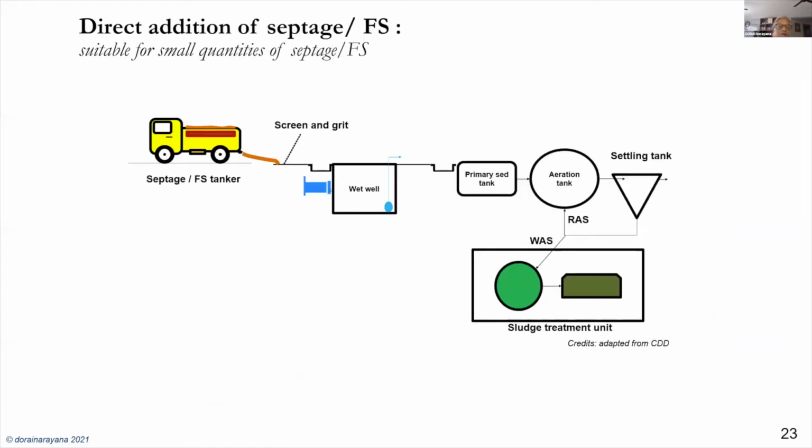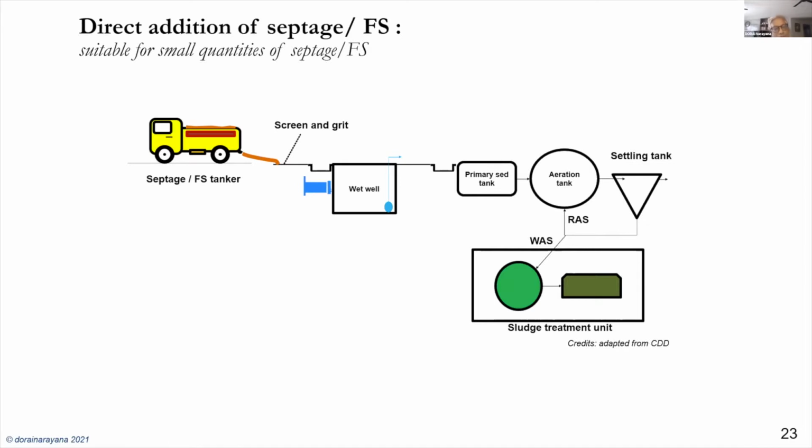Here's a schematic of a co-treatment where we are doing a direct addition of the fecal sludge to the septic tank. And this is something that has been done historically. If you look at it, people do this. So they have an STP and they just dump the fecal sludge to the inlet without any kind of pre-treatment or pre-settling or screening or whatever. So it just goes in.